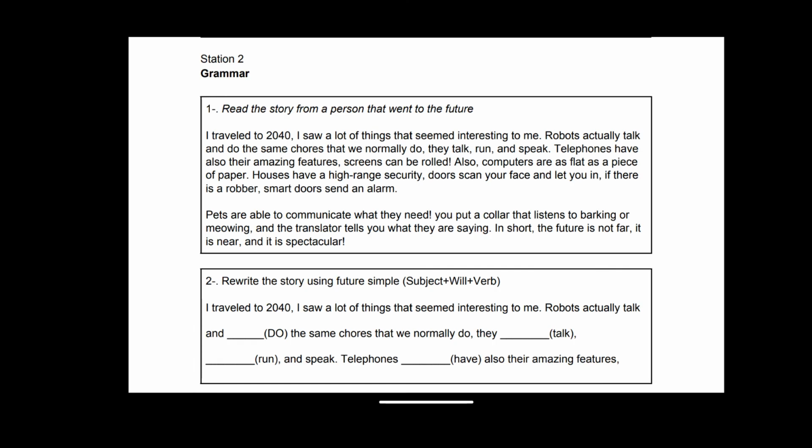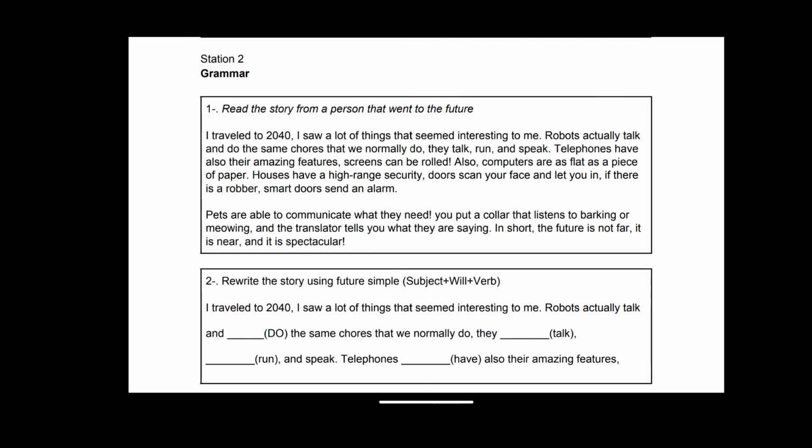In station 2, the skill is writing and speaking using the grammar translation method. And the teaching aid is a story from a future traveler. They use the grammar structure to rewrite the story using the future simple and create their own final to the story.